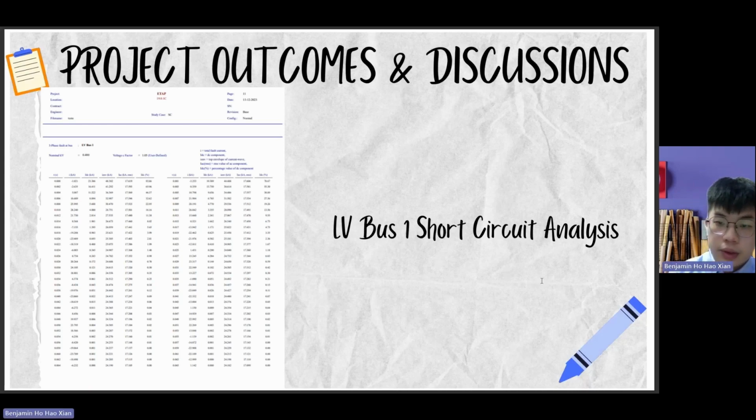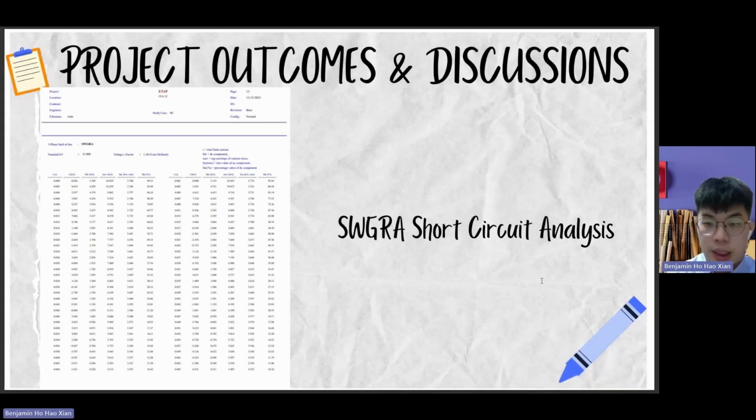Next is the SWGRA short circuit analysis. It is the same as before. The more time passes, the more the IDC and the others drop. We can see it drop from 5 until 0 point something. For the current, sometimes it is negative and sometimes positive, like a sine wave.